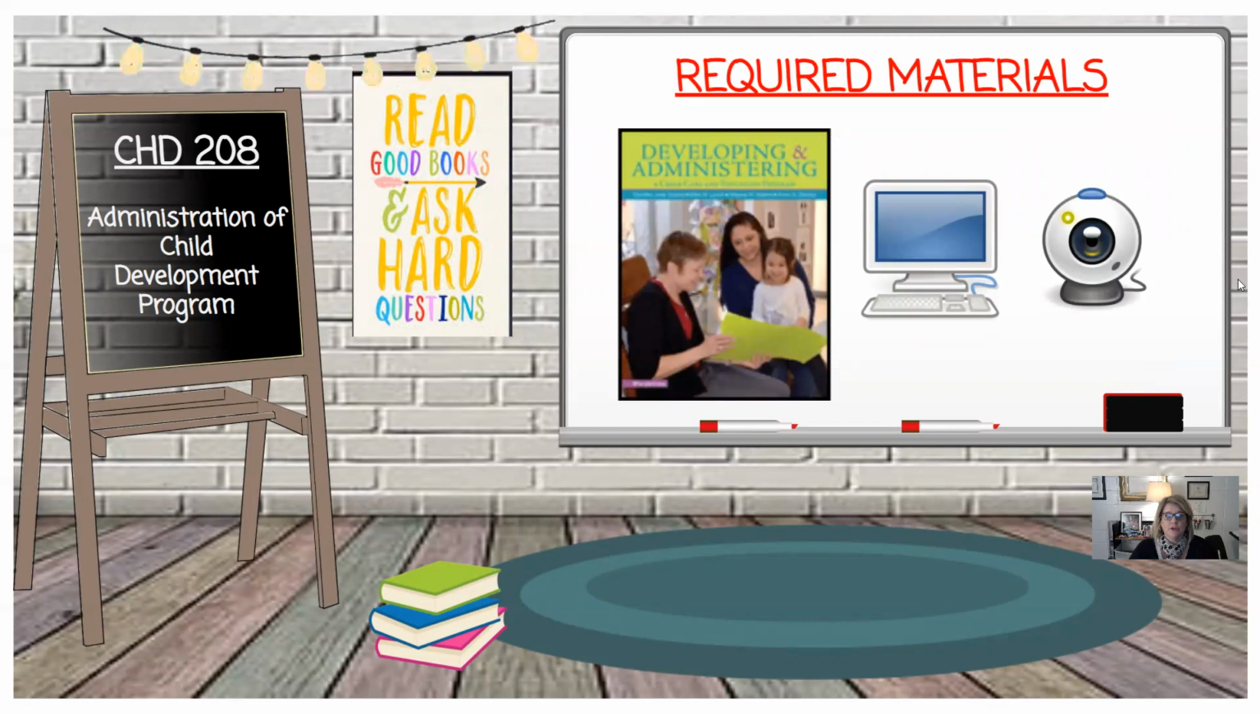Here's a picture of the book that you're going to need, Developing and Administering a Child Care and Education Program. It's almost virtually impossible to do an online course or really any of these courses without the textbook. And then you're also going to need a computer and a web camera. If you don't have a computer and you don't have a web camera, you'll need to reach out to the IT department pretty quickly and let them know, because Wallace has some that they will check out to you. So if you don't own both of those or either one, then reach out to the IT department so that they can help you out.